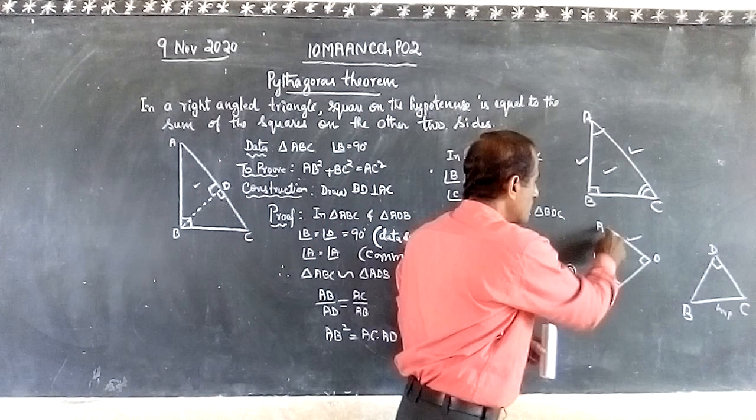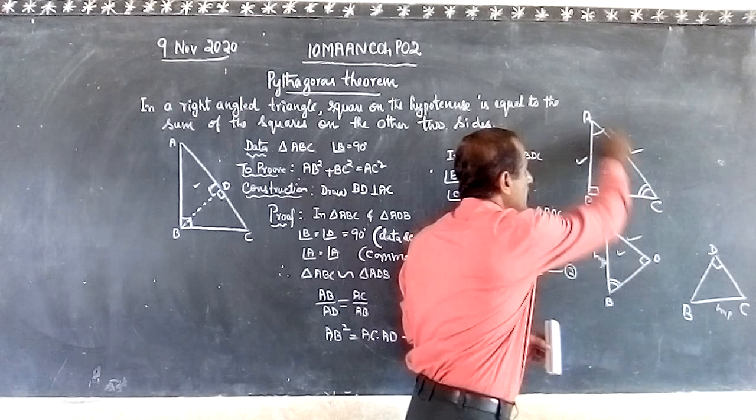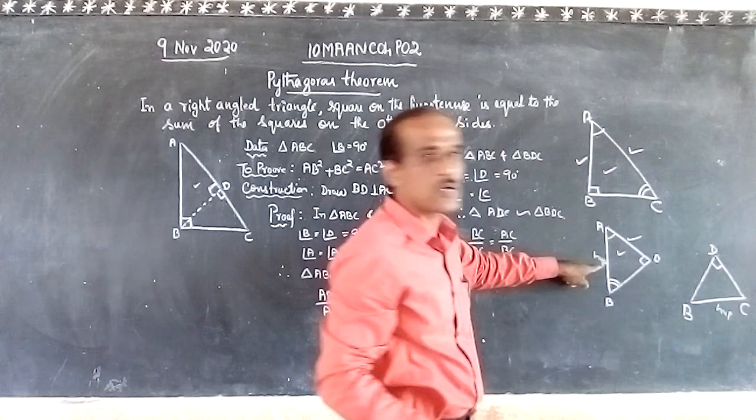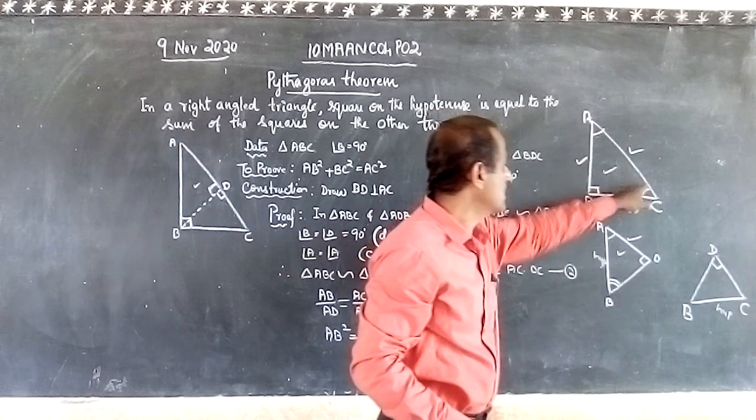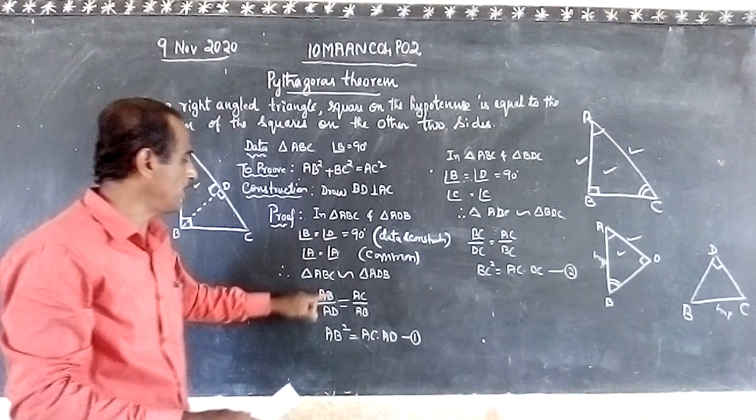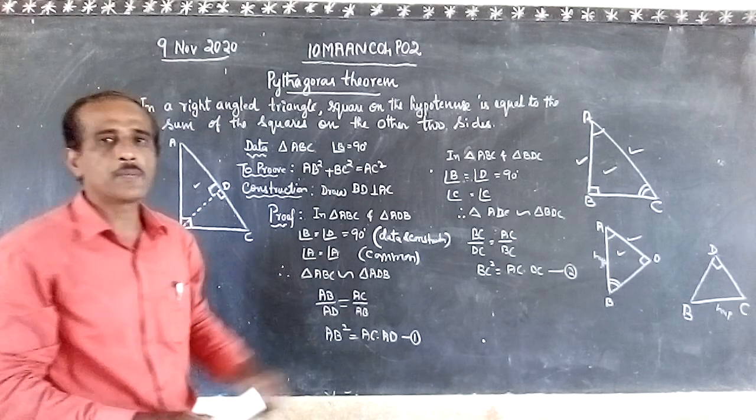What is the hypotenuse of the smaller triangle? See, this is the hypotenuse. It lies between lines 1 and 2. It is the hypotenuse. Correct? Therefore, AC by AB.